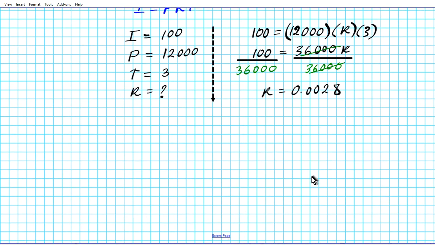So what is the rate going to be in percent? Remember, to go from percent to decimal, you move the decimal point 2 places to the left. Now we're going to move it to the right. So move it 2 places to the right. We go 1, 2, put the decimal point there, and our interest rate is going to be 0.28%. Okay, this is the interest rate that will generate that interest of $100 if you start with 12,000.